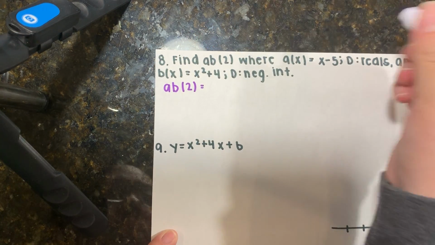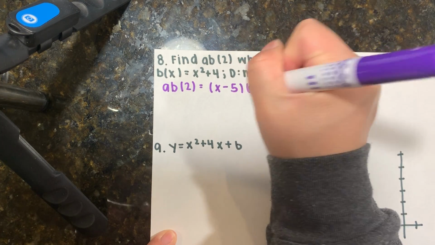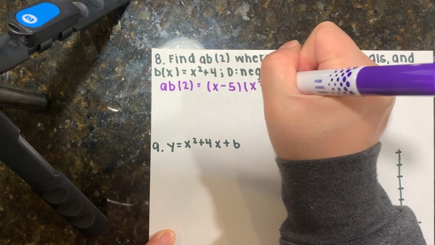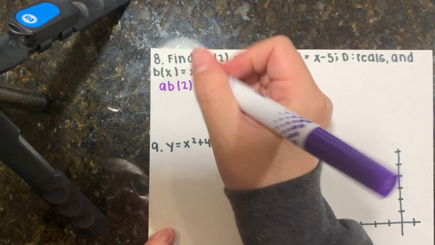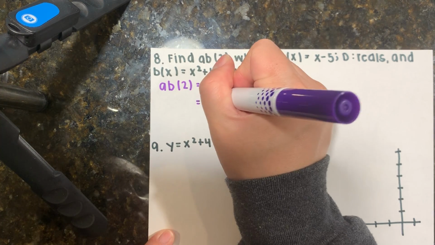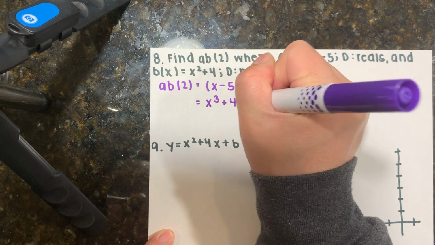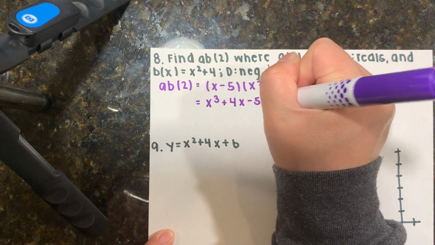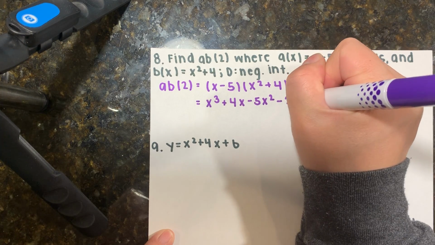meaning that I'm going to multiply the A equation, which is x minus 5, times the B equation, which is x squared plus 4. When I multiply this out, x times x squared would give me x cubed. x times 4 would be 4x. Then I have minus 5x squared, and then negative 5 times 4 would be negative 20.